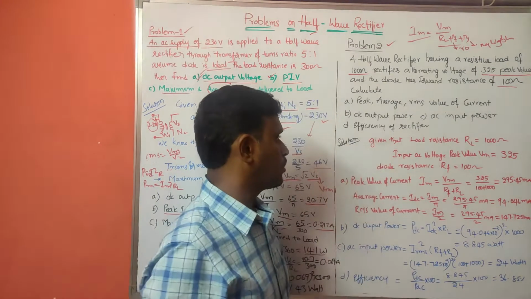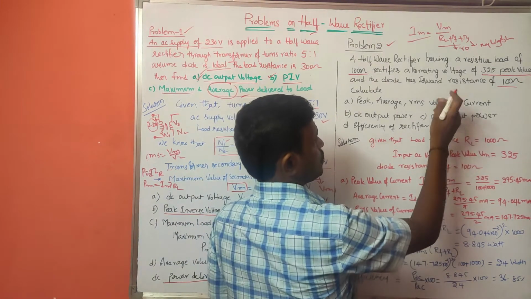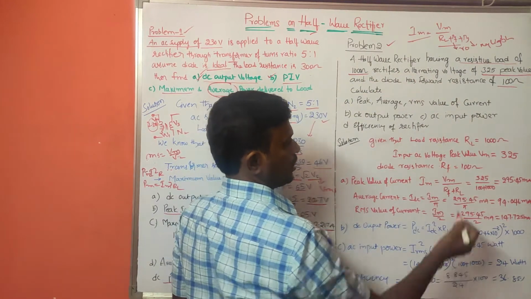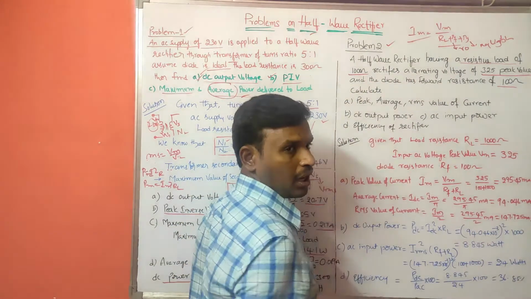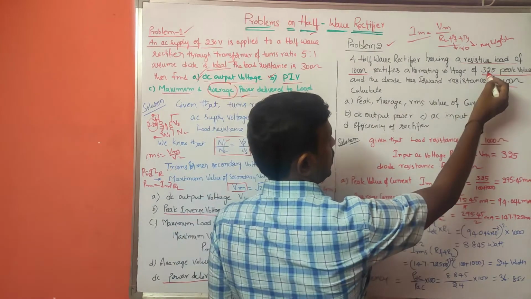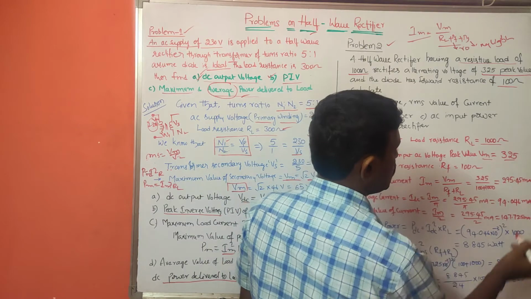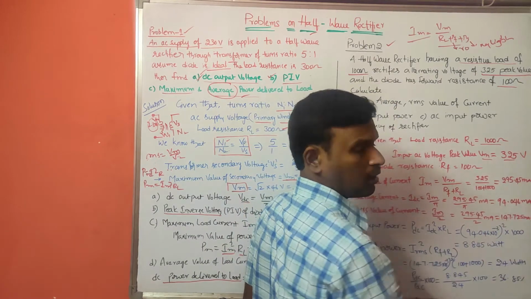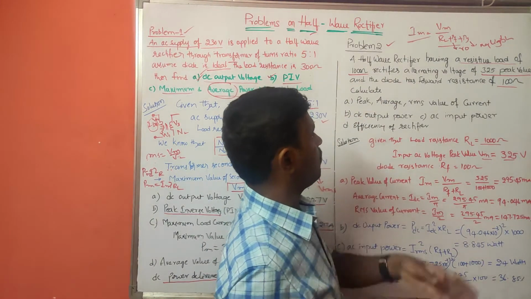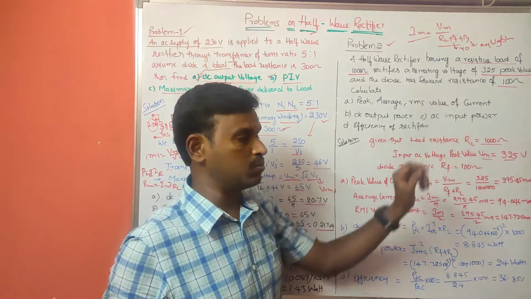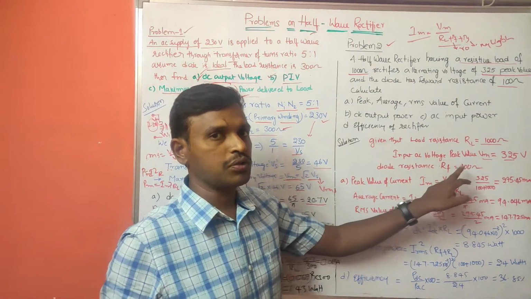Now, the given load resistance is a resistive load of 100 ohms, so RL is equal to 100. The peak value of the input AC voltage, Vm, is equal to 325 volts, as given. And the forward resistance of the diode is nothing but 100 ohms, so RF is equal to 100 ohms.